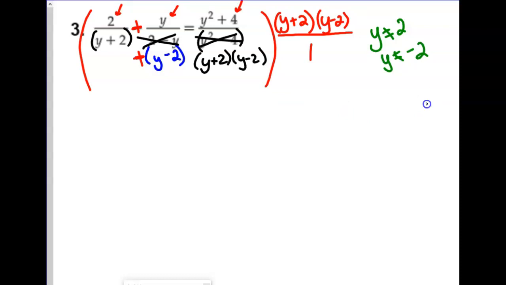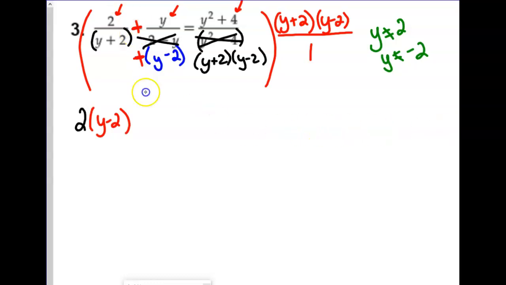Here's what my shortcut looks like. Instead of writing down everything in the problem, I'm only going to write down things that don't cancel. So like for instance, when I distribute to this first term in the problem, I know the 2 is still going to be there, but won't the y plus 2 cancel with the y plus 2 from the LCM? So I'm not going to write that part down. But what do I have still? The y minus 2 is still there. So I'm not even going to distribute it. I'm just going to write it down like 2 times y minus 2. I'll do all the distribution on the next line.